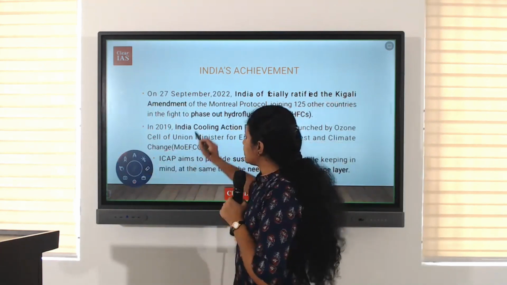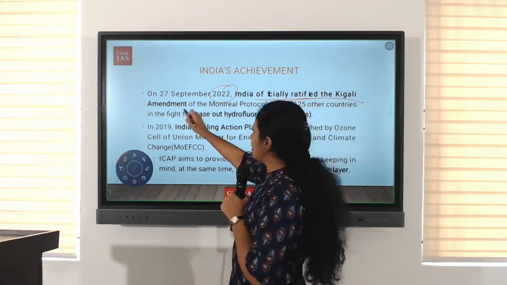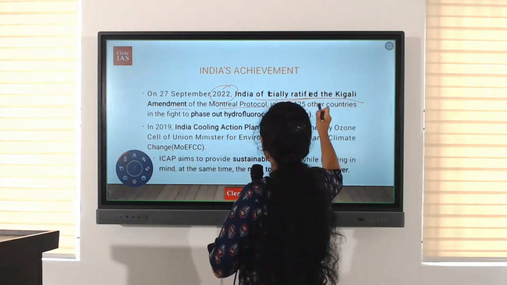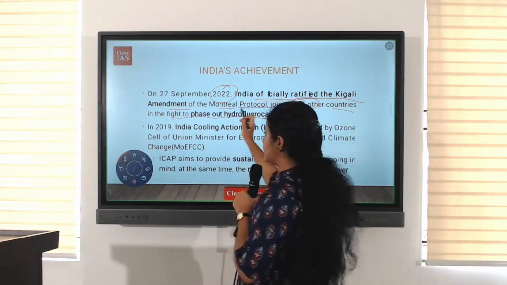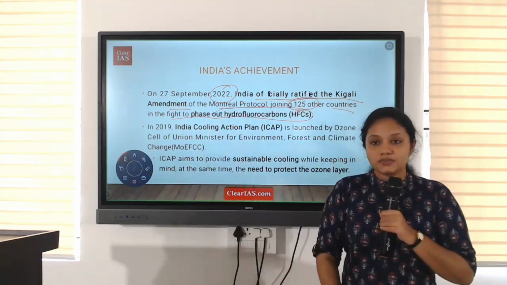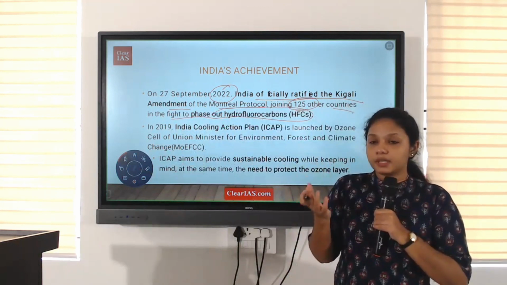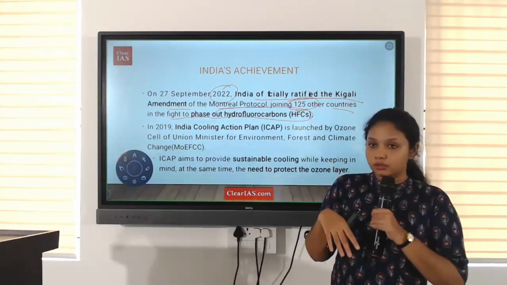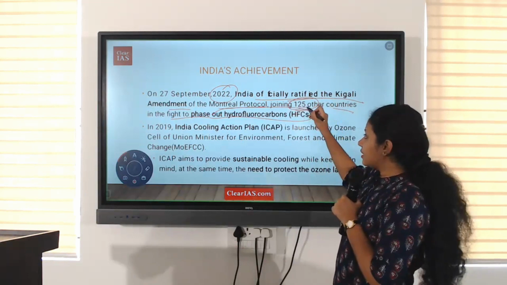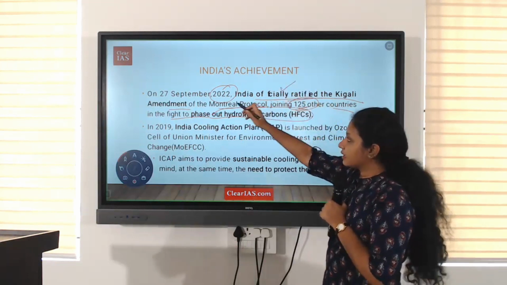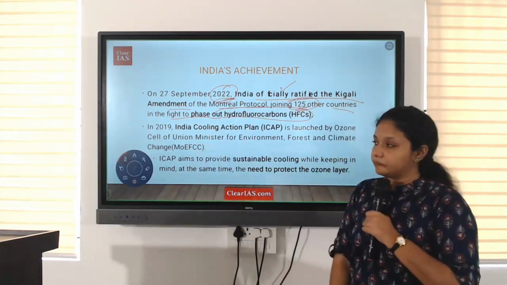Now, in 2022, India officially ratified the Kigali Amendment of the Montreal Protocol, joining 125 other countries in the fight to phase out HFCs. To phase out HFCs, the Kigali Amendment was introduced as a part of the Montreal Protocol, right? So, along with the 125 countries, India officially ratified the Kigali Amendment in 2022. Recently.